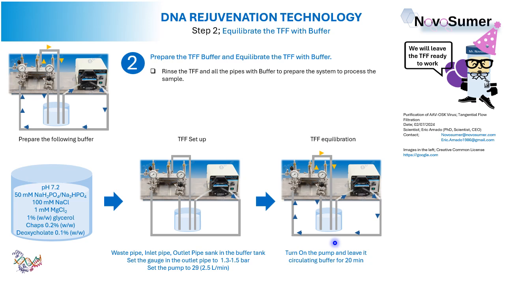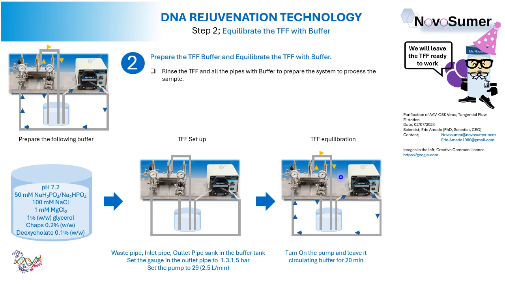Easy peasy, right? It's just preparing the buffer, setting up the TFF system, which is only putting the inlet pipe, outlet pipe, and waste pipe in the buffer container. End of this task, nothing else. And the third step is just turning on the pump and leaving it for 30 minutes. So easy peasy. Buffer, putting the pipes where they should be, turn on the pump and leaving it for 30 minutes. You do it in a blink of an eye.